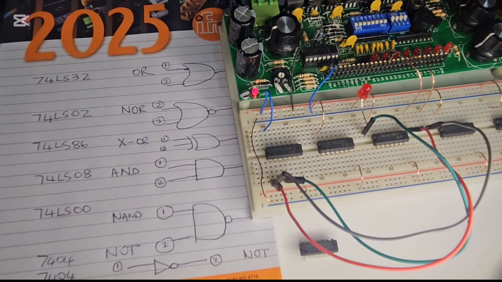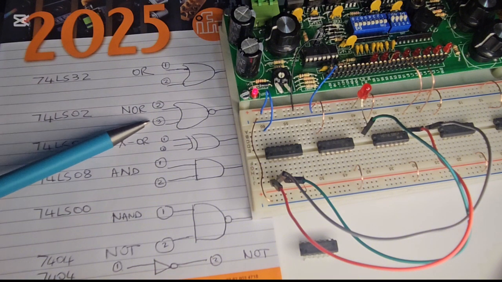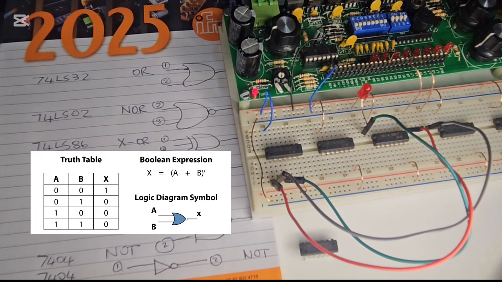But if both are off, then my pump will not run. Then again, the NOR gate will be the opposite of the OR gate.